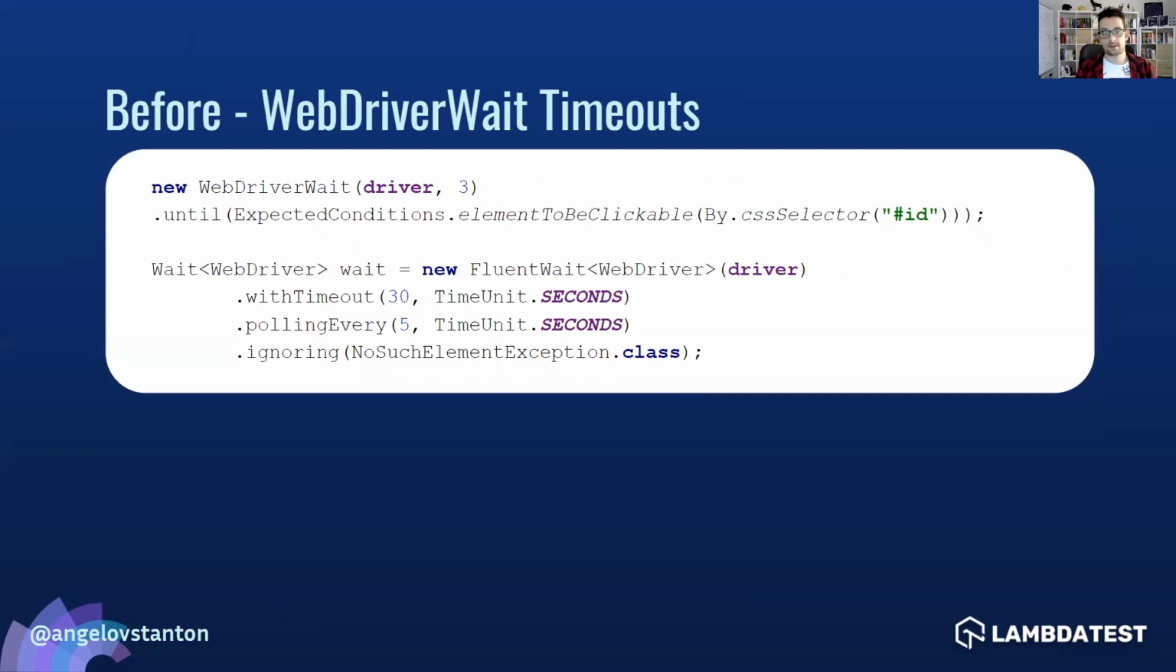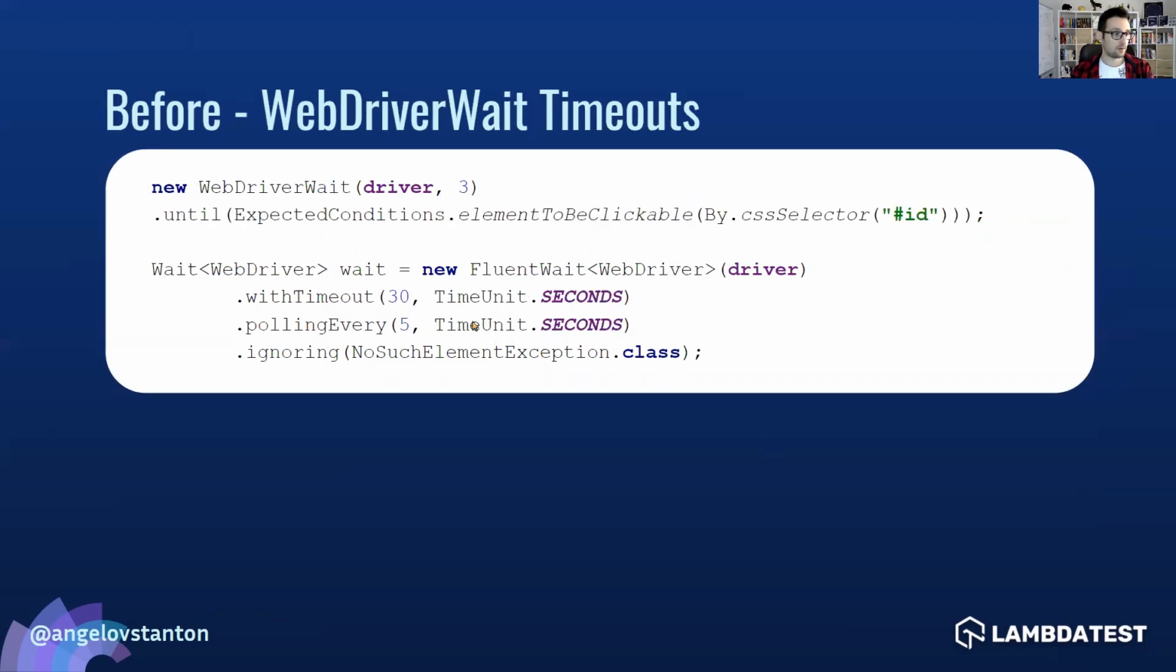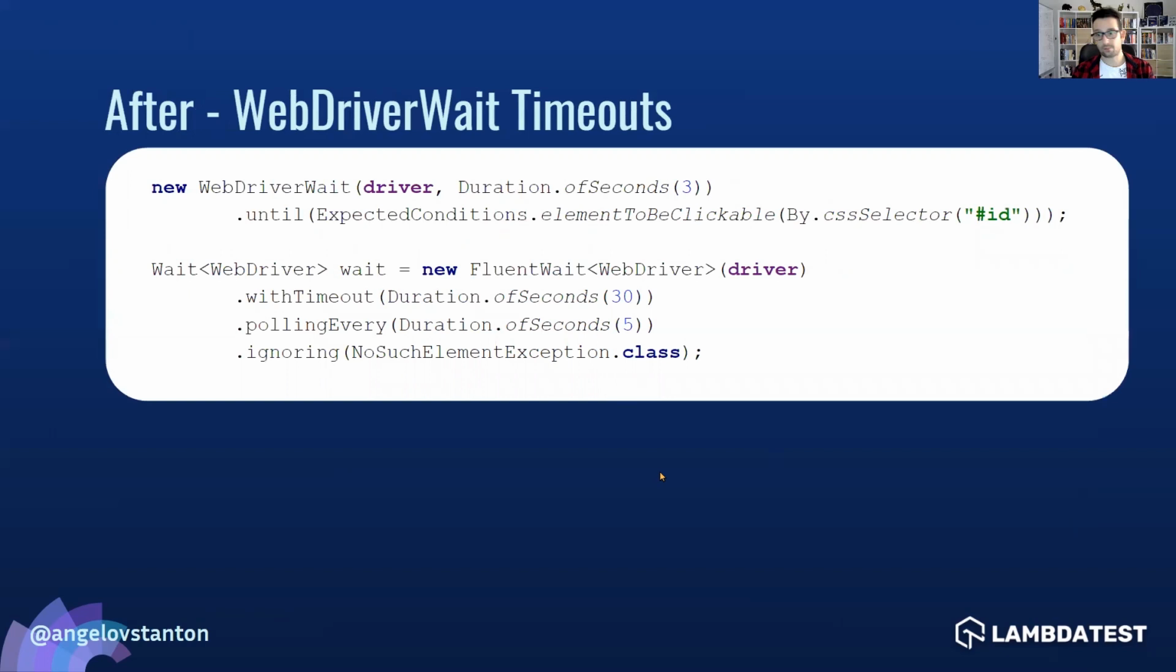Also, waits are also expecting different parameters now. WebDriverWait is now expecting Duration instead of long for timeout in seconds and milliseconds. This is how it was changed now. So the withTimeout and pollingEvery utility methods from the FluentWait have switched from expecting long and TimeUnit to expect Duration.